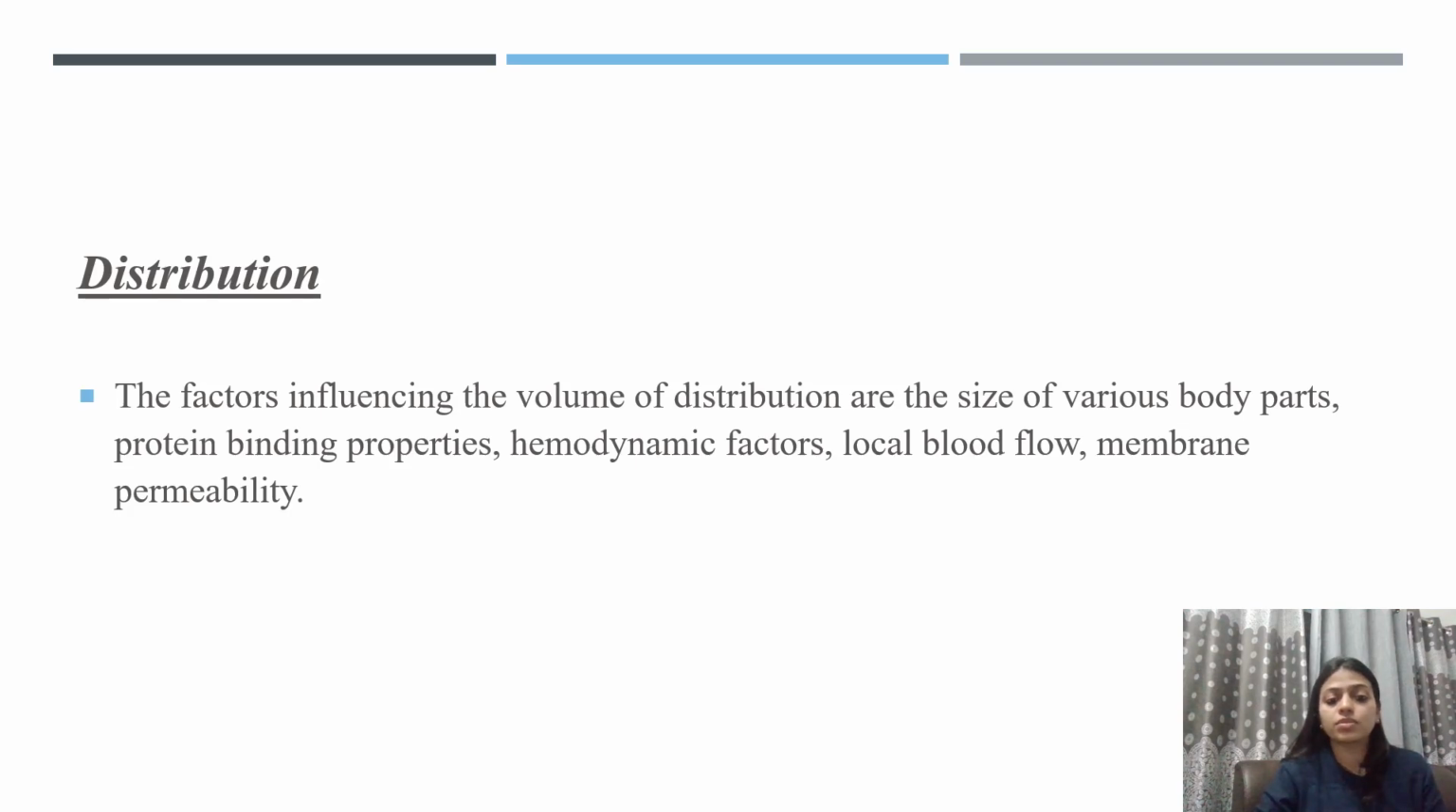Then comes distribution. Distribution depends on a lot of factors that influence the volume of distribution. These are the size of various body parts, the protein binding property of the drug, hemodynamic factors, local blood flow and membrane permeability.